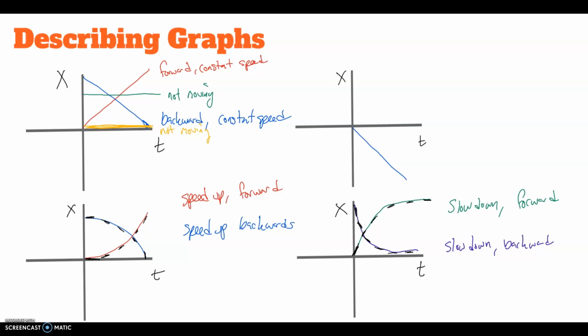With a position graph, you're looking for, is it a straight line? Is it a straight line, constant slope, which means constant speed? Or is it a curve, which means speeding up or slowing down? As well as, is the slope going upwards, which means it's positive, going forward, or downward, negative slope means going backwards. So those are some things to look for as you're looking at slopes, or as you're looking at different graphs in the rest of this unit.